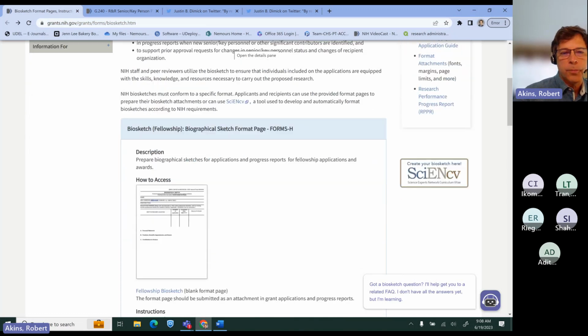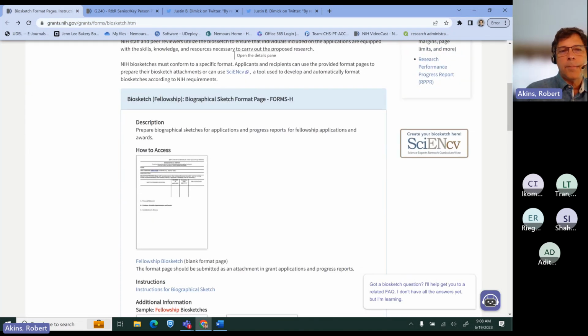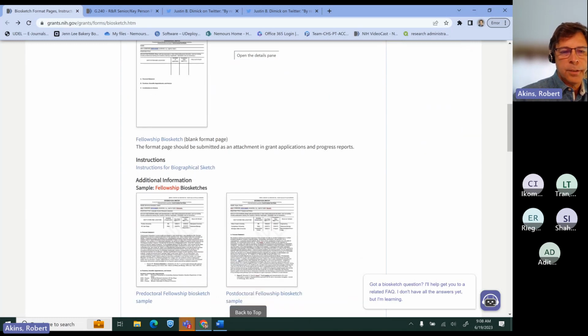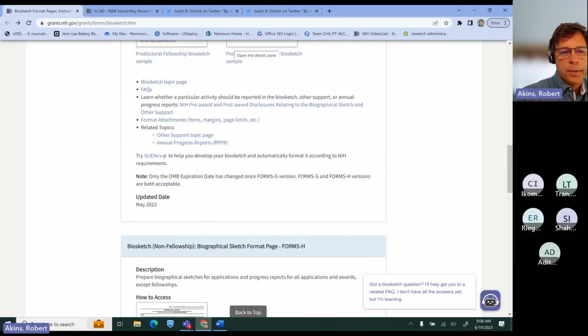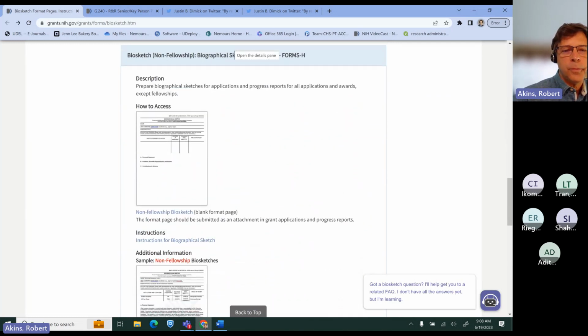On the page, and we're on Forms H, they have a Biosketch format, which is the same as what we would use as faculty. But some of the details and the instructions, if you're applying for a fellowship, are a little bit different. So if you have fellows that are writing for F grants, you should direct them to these instructions and some examples of fellowship ones. We're going to go to the non-fellowship form.